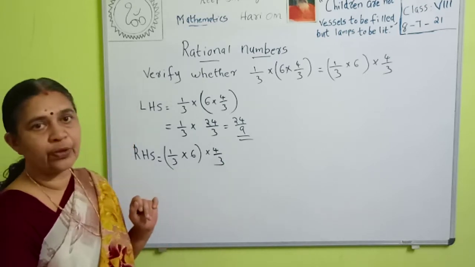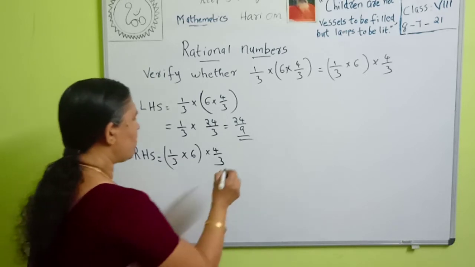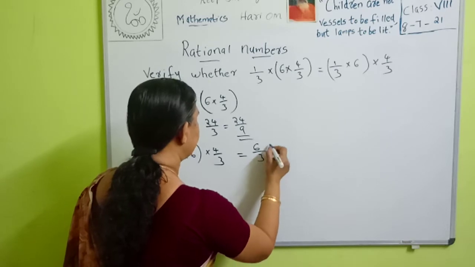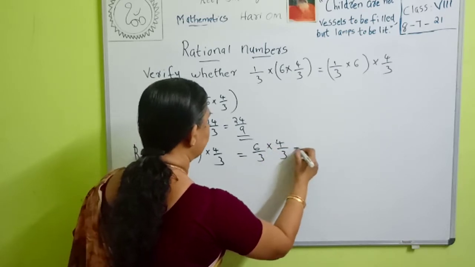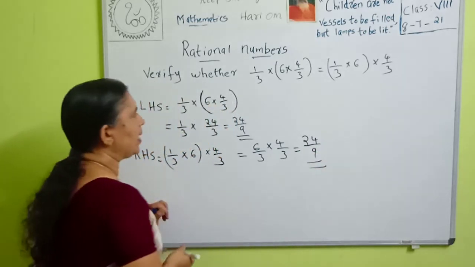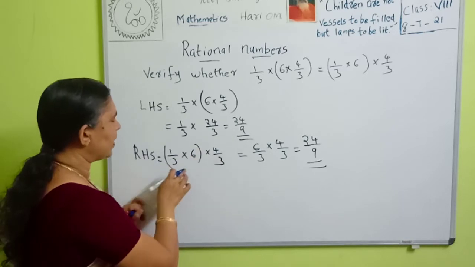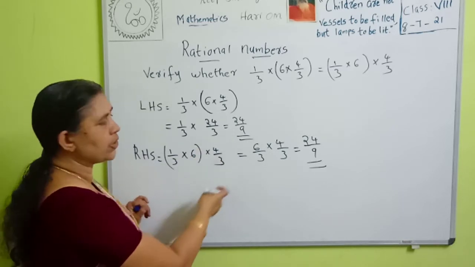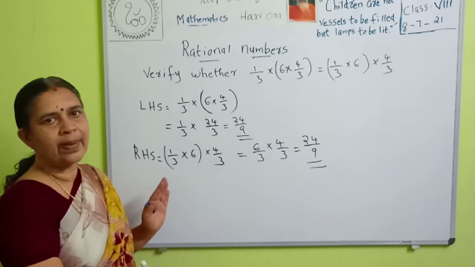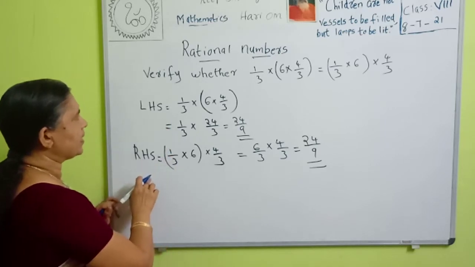Fatima, here what do you do first? We multiply the numbers in the bracket. So it is equal to 1/3 × 6. What is 1/3 × 6? It is equal to 6/3 × 4/3. That is equal to 24/9. So 1/3 × (6 × 4/3) is equal to 24/9, and (1/3 × 6) × 4/3 is also 24/9. So if you multiply the numbers in any order, the product remains the same. Therefore, the LHS is equal to RHS.